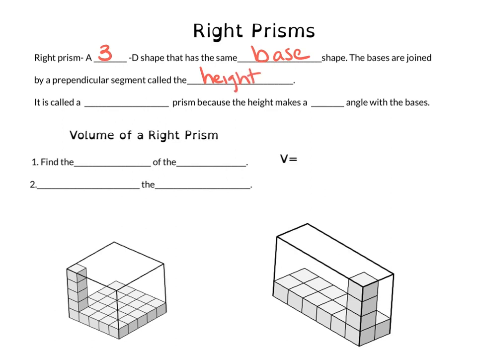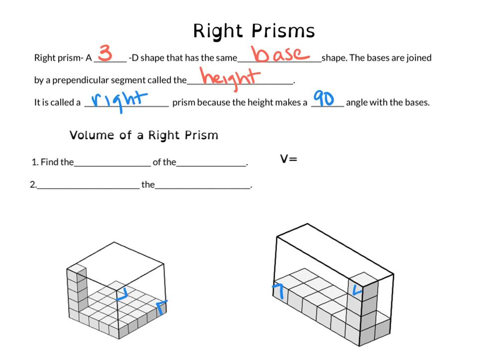So if you look down at these two figures, these are what we're going to call rectangular prisms, and they're right prisms because the base is the shape that's the same on the top and bottom. And when you have a right triangular prism, it's called a right triangular prism because the height makes a 90-degree angle with the base. So do you see those 90-degree angles there?